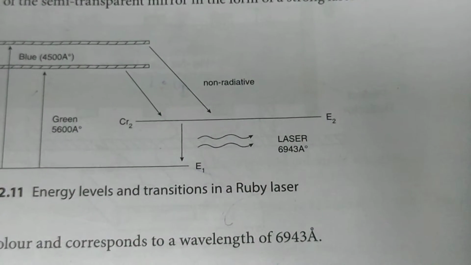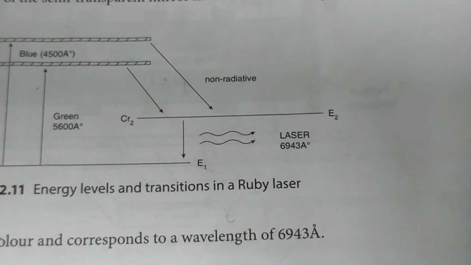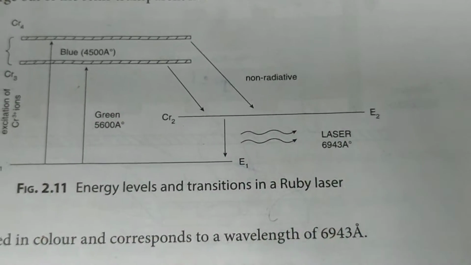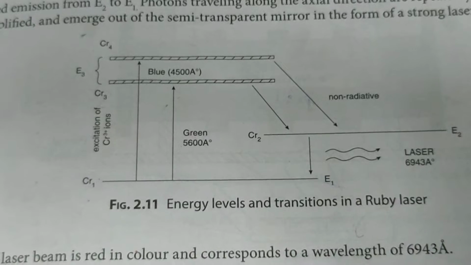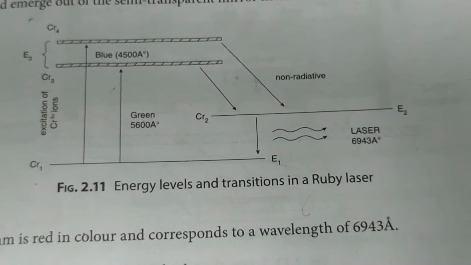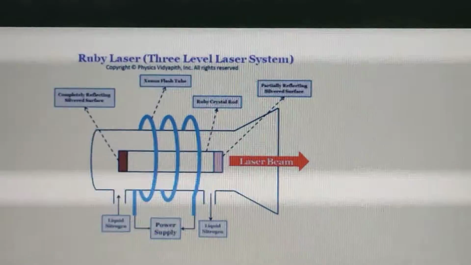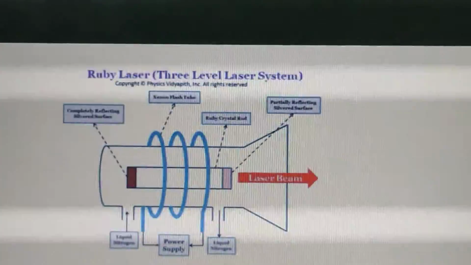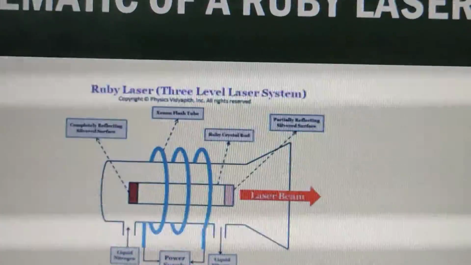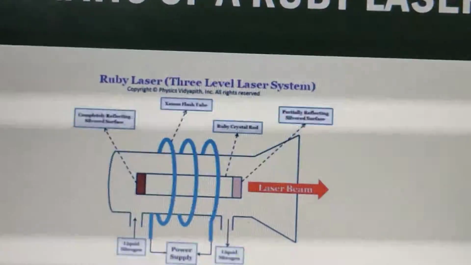The emitted photons are reflected from the mirrors, which enables the stimulated emission from E2 to E1. Photons traveling along the axial direction are repeatedly reflected and amplified and emerge out from the semi-transparent mirror in the form of a strong laser beam. The laser beam is red in color and corresponds to a wavelength of 6943 angstrom. The laser beam emitted from the Ruby laser is visible to our eyes.